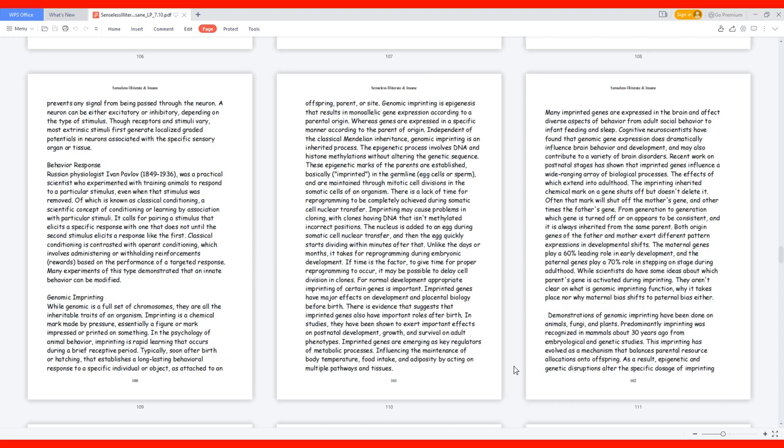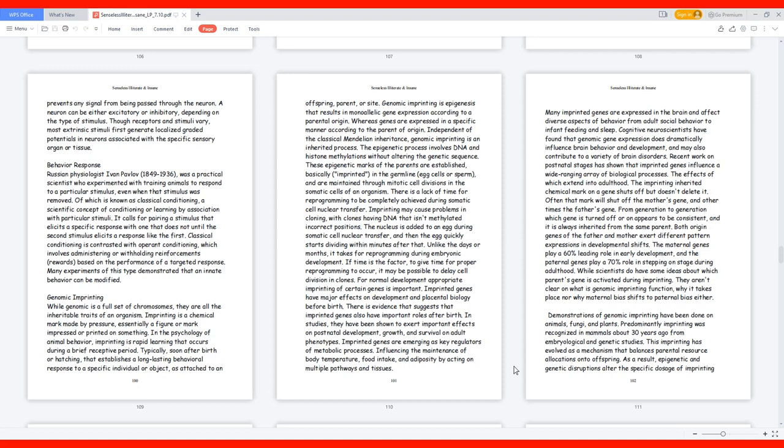While scientists do have some ideas about which parent's gene is activated during imprinting, they aren't clear on what the function of genomic imprinting is, why it takes place, nor why maternal bias shifts to paternal bias. Demonstrations of genomic imprinting have been done on animals, fungi, and plants. Predominantly, imprinting was recognized in mammals about 30 years ago from embryological and genetic studies. This imprinting has evolved as a mechanism that balances parental resource allocations onto offspring.